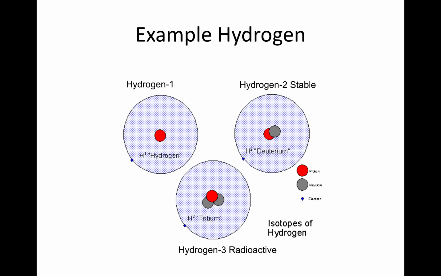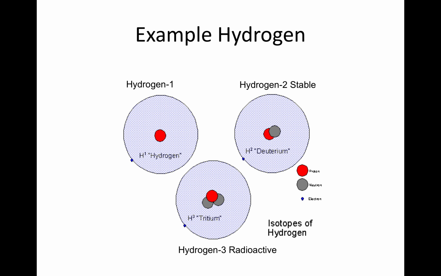So now I'd like to show you an example of an isotope. This example is of hydrogen. So we know that hydrogen has 1 proton. And if you look at the example of hydrogen 1 there, you can see it has 1 proton in the nucleus, and it has 1 little blue electron circling around it.